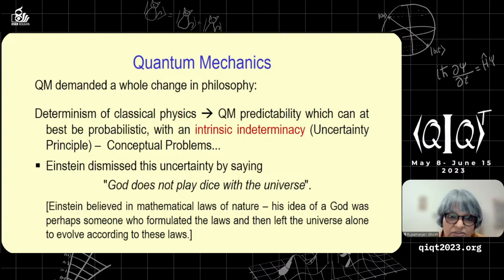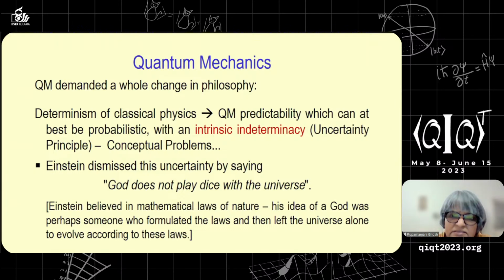You actually encounter in quantum mechanics predictability, which can at best be probabilistic. So this is not classical statistical mechanics. It's not by choice that you are giving probabilistic description of things that you don't know anything details about. These are in principle unknowable.